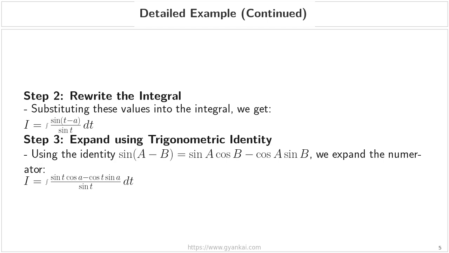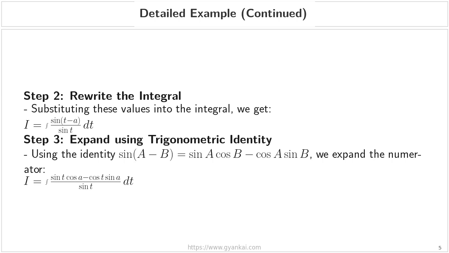Expand using trigonometric identity. Notice that we have sine of t minus a in the numerator. This is where our trigonometric identities come into play. Specifically, we're going to use the subtraction formula for sine, which states that sine of a minus b is equal to sine of a times cosine of b minus cosine of a times sine of b. Applying this to our numerator, sine of t minus a expands to sine of t multiplied by cosine of a minus cosine of t multiplied by sine of a.